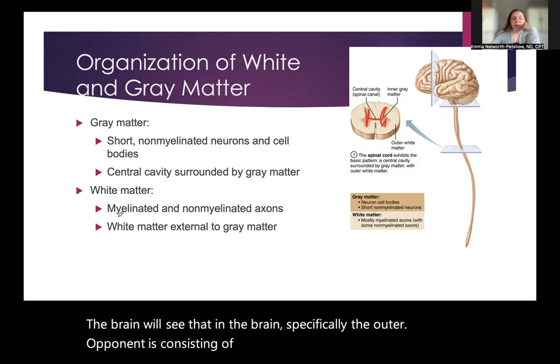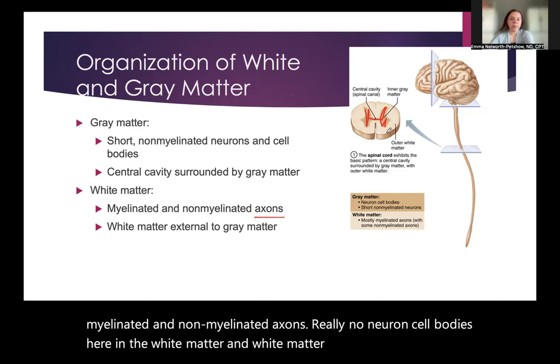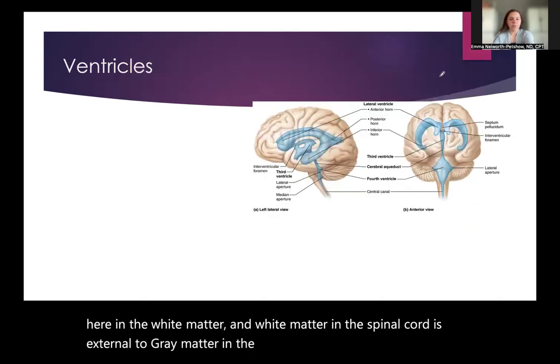White matter is both myelinated and non-myelinated axons, really no neuron cell bodies here in white matter. And white matter in the spinal cord is external to gray matter. In the brain, it is internal.